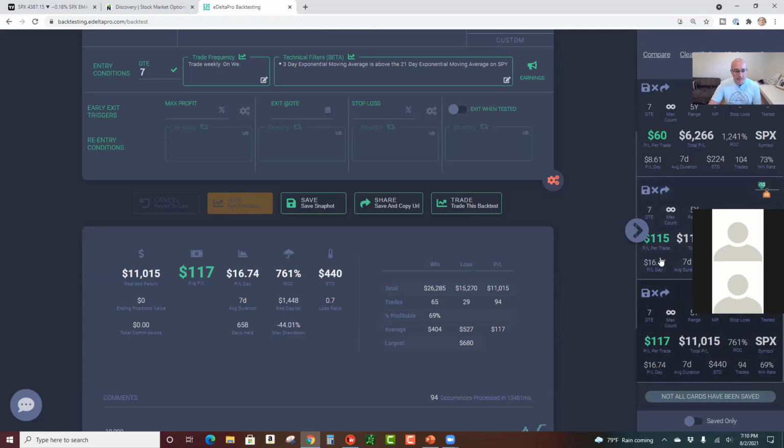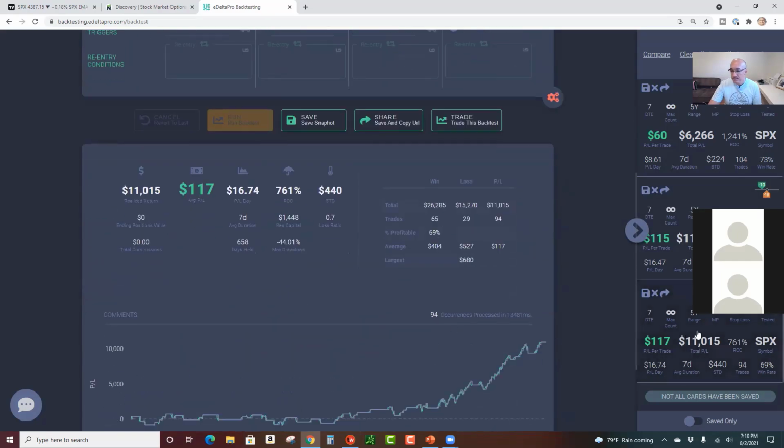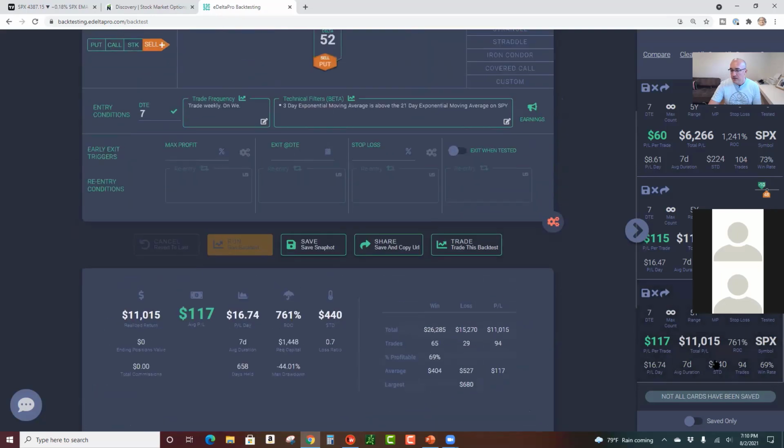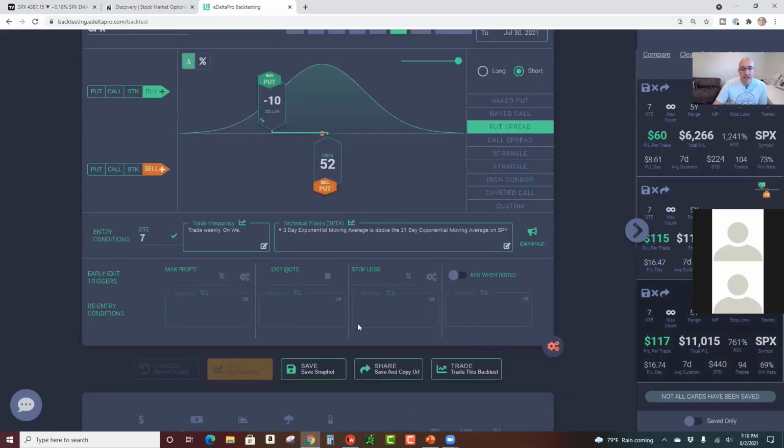Am I reading that right? Let's see. This is the Delta 52. Yeah, Delta 52. So it actually made a little bit less, but it had more per trade. That was interesting. Oh, 94 trades. Huh. Something's weird there. I'll have to look that up. It did pretty well, but you have to be comfortable that you're trading in a more bullish manner.